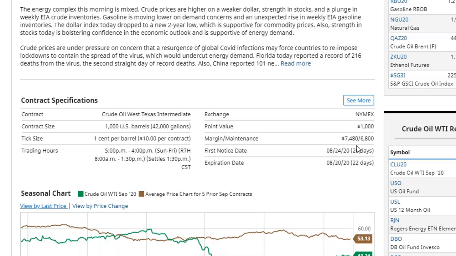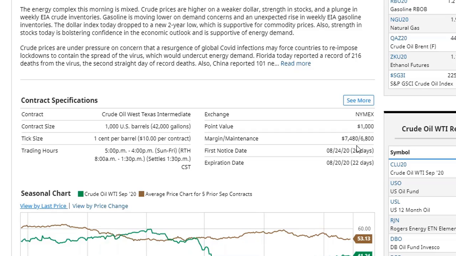And you can see the margin for crude oil is somewhere around $7,500. So we're not really purchasing bars of gold. We're not really purchasing barrels of crude. We're entering into an obligation, this escrow, this good faith deposit. And for me to purchase one crude oil futures contract, I'm going to have to put up $7,480. That is what we call initial margin.